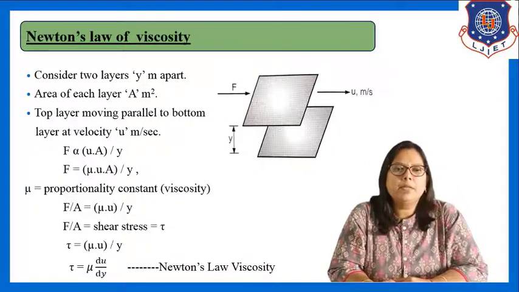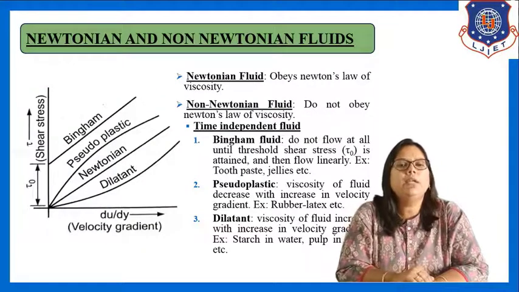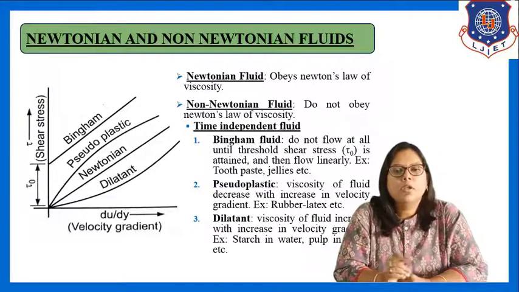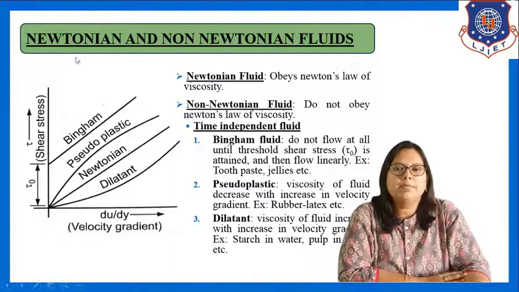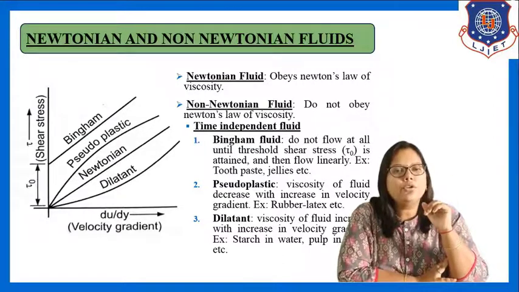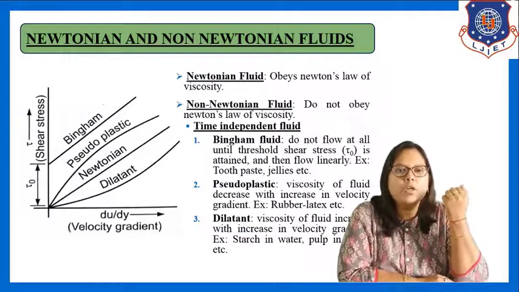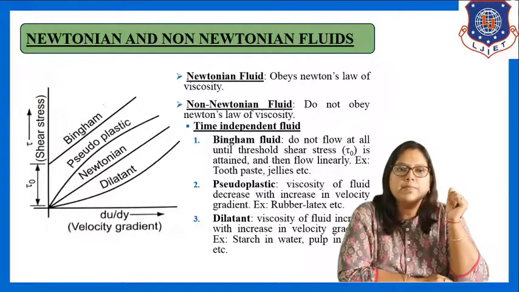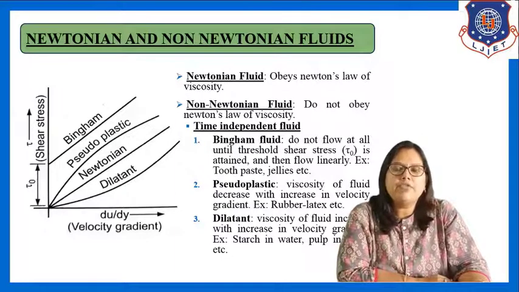Now let us see another topic, Newtonian and non-Newtonian fluid. See the graph. The graph shows tau versus du by dy. We know that tau is shear stress and du by dy is velocity gradient. Newtonian fluids are those fluids which obey Newton's law of viscosity, and non-Newtonian fluids are those which do not obey Newton's law of viscosity. You can easily identify them from the graph.